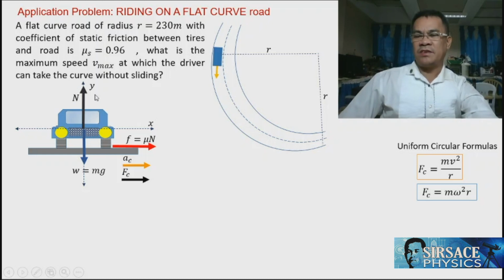The sum along y should be 0. Why is it 0? Because no way that the car moves down and no way that the car moves up. It is always maintained at that level. So the sum should be 0.